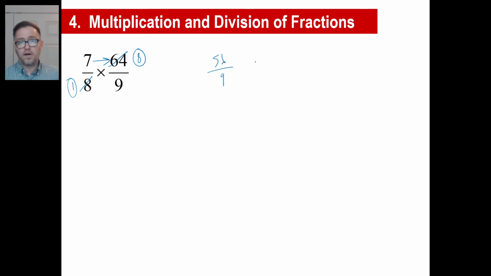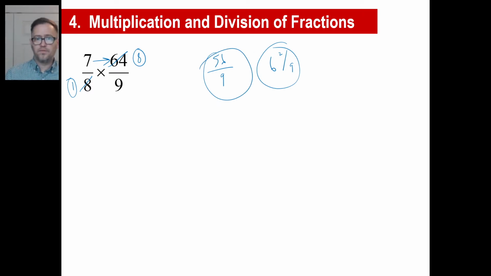Now if you want to go ahead and make this a mixed number, you can. You can go 6 and then 2 9ths. That's okay. Either one of these is fine. In algebra, eventually we're going to be going to all improper fractions, so it makes it easier to check our answers.